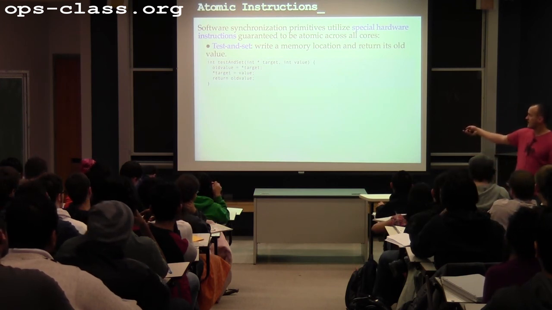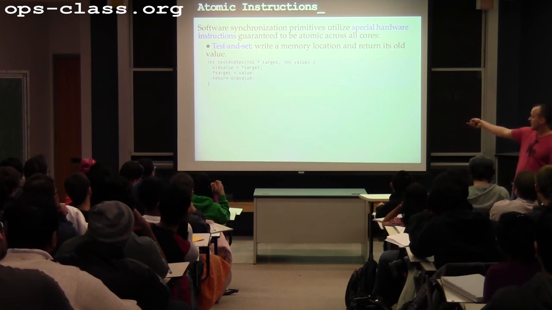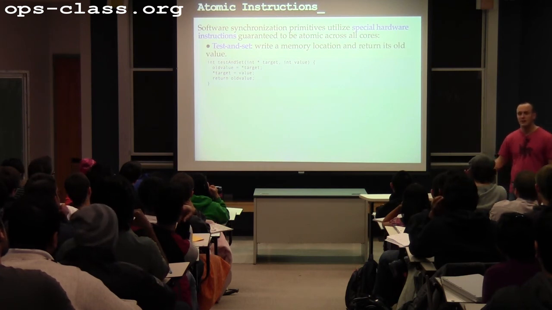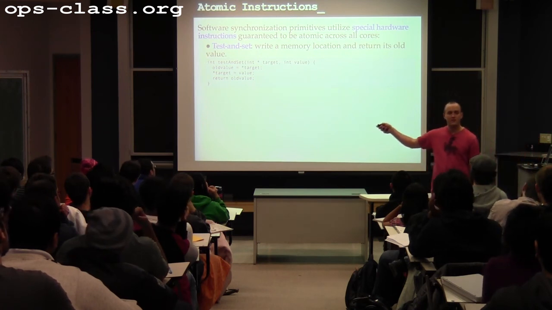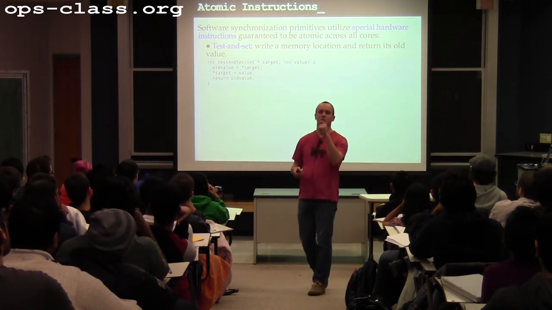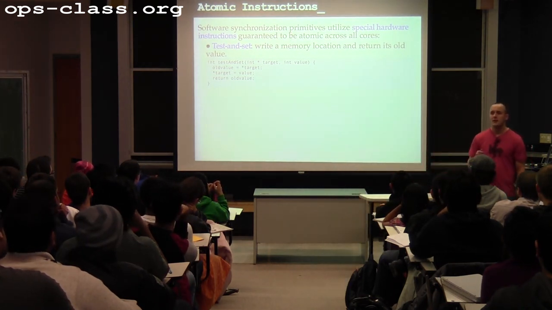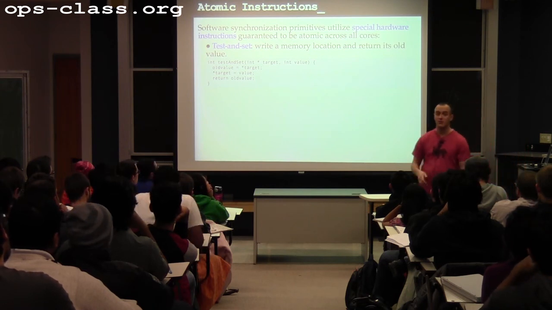So what a test and set does is, I give it a pointer to a target and I give it a value that I want to set, right? It sets the target to the value I pass in and it returns the old value. And again, it does this atomically. On multi-core systems, this operates on a byte of memory, right? So I say test and set this particular byte of memory, and the processor coordinates with other processors to make sure that happens atomically, right? So I could say test and set 0, and it will set the memory to 0 and return the old value atomically with respect to other cores, right?